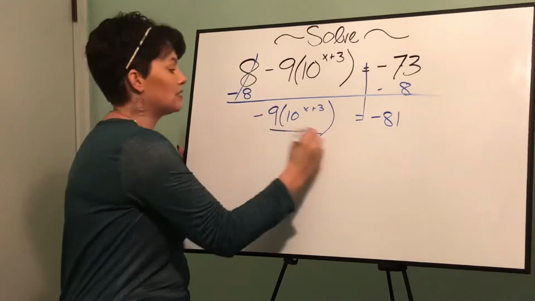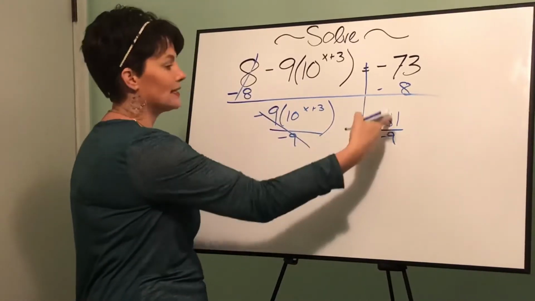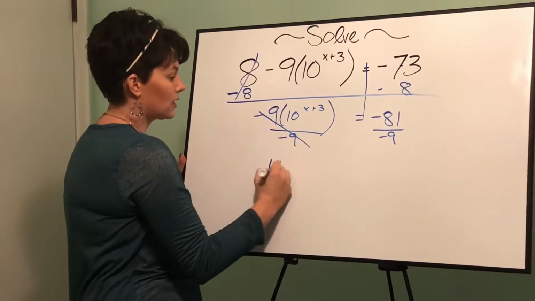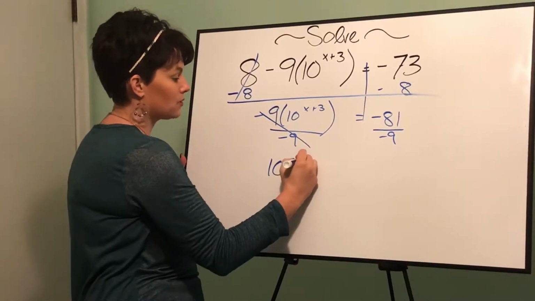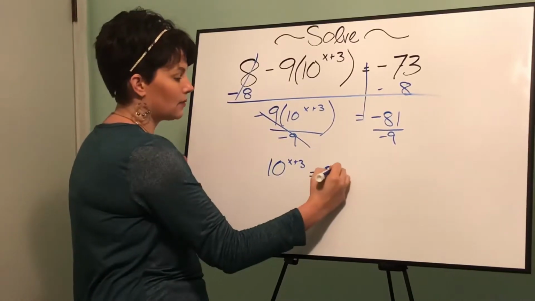So instead we just need to divide the negative 9 off of here. See, like I said, this is going to make a really nice number. So we're going to have 10^(x+3) equals negative 81 divided by negative 9, which is going to make a positive 9.